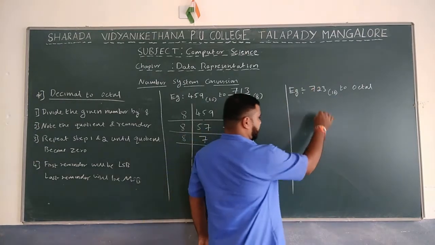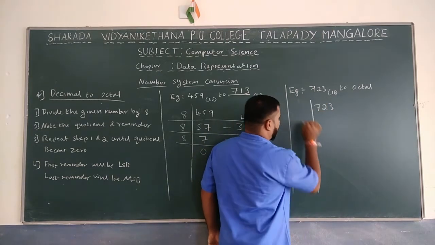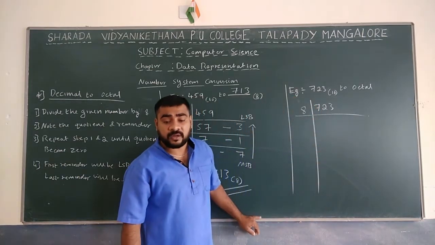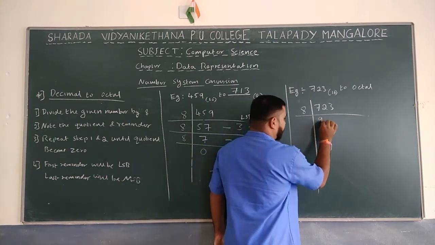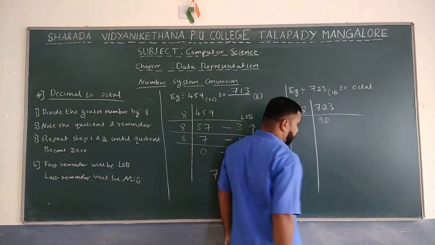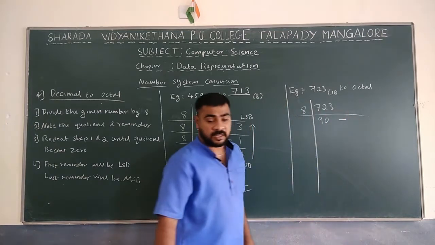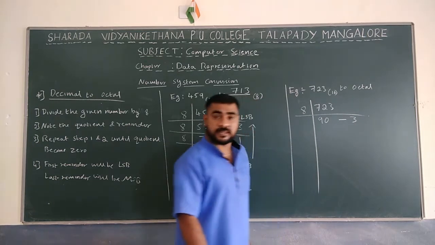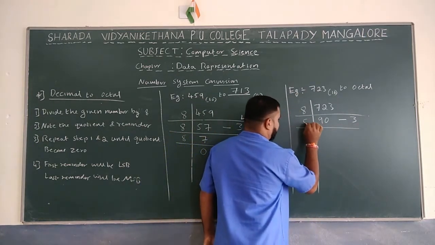So take the number 723 and divide by 8. We will get 90.375. The .375 is not required. So you have to mark the remainder. The remainder will be 3. Next, once again take the number and divide by 8.